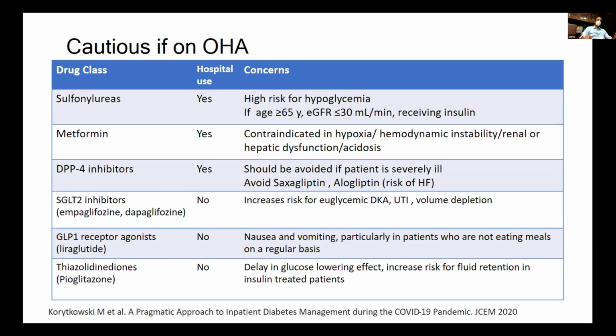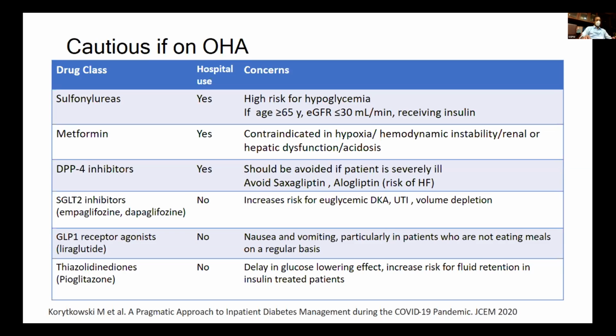So if possible, in this group of patients, we should stop the sulfonylurea. Metformin can be continued unless the patient has renal failure, liver failure, or is in sepsis or shock or has hypoxemia, because in this group of patients the chance of metabolic acidosis increases. Similarly, the DPP-4 inhibitors like sitagliptin and linagliptin can be continued unless the patient is critically ill.